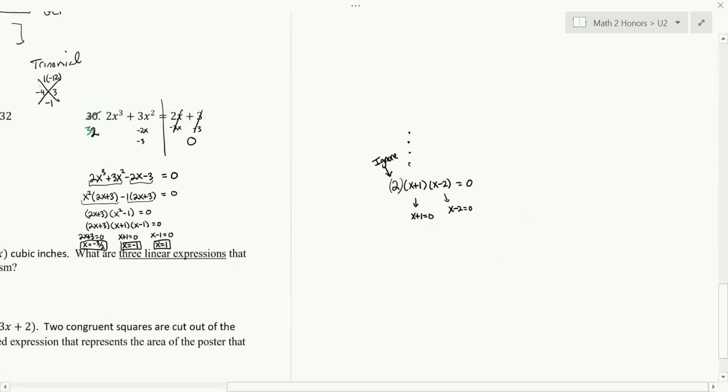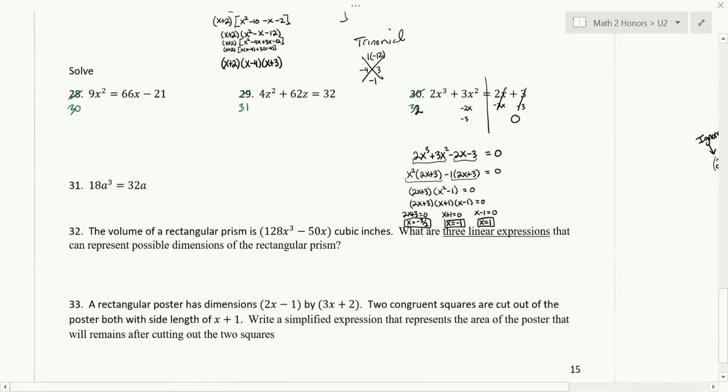So I think I'm done, and I'm going to leave the rest in your hands. All right? So have some fun factoring.